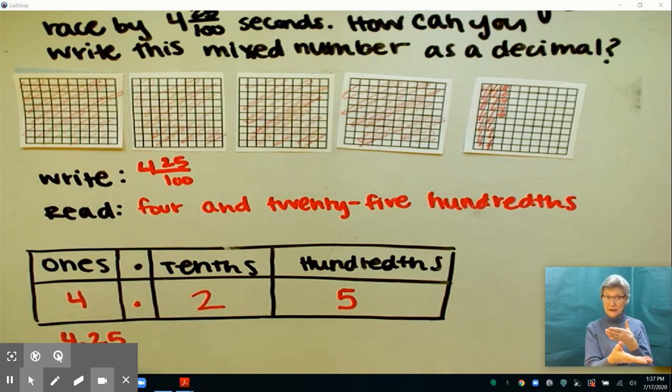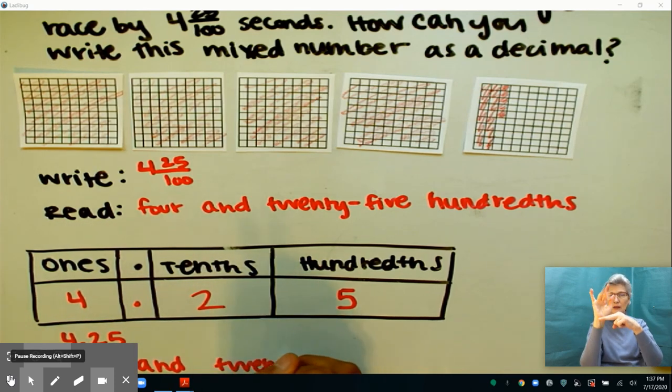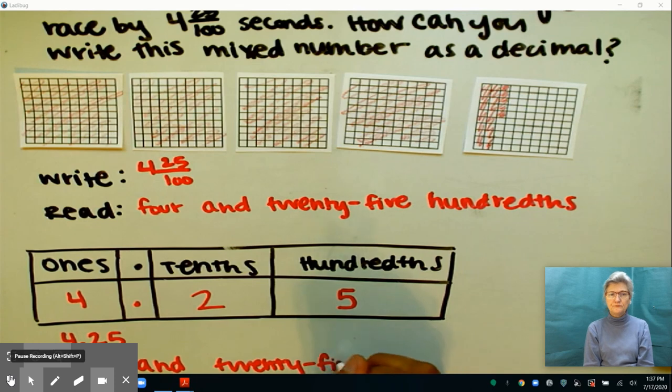In order to read it, again, I would read it the same way that I read it when I'm reading my mixed number form, which is 4 and 25/100ths.